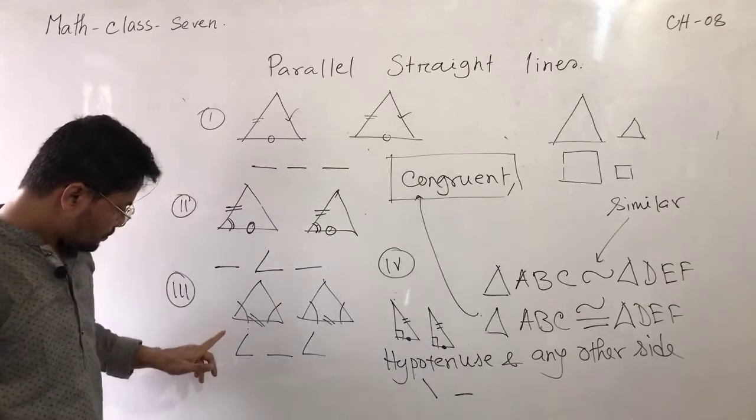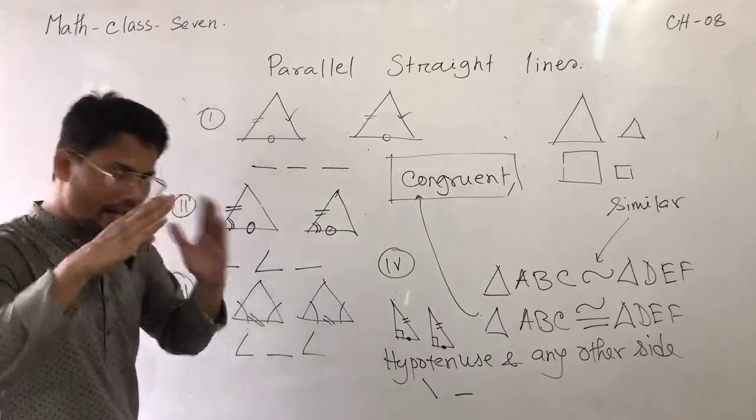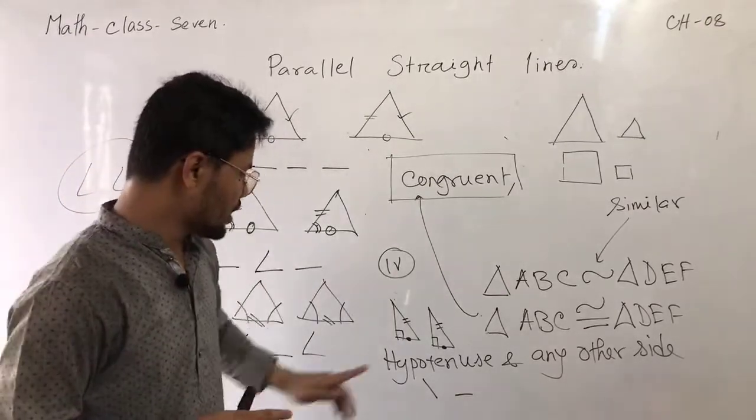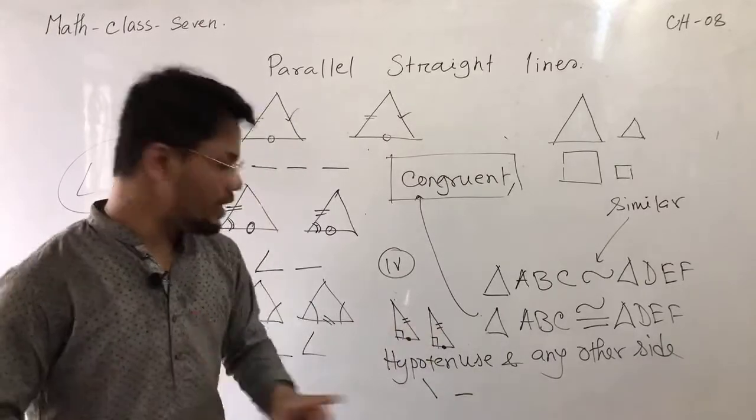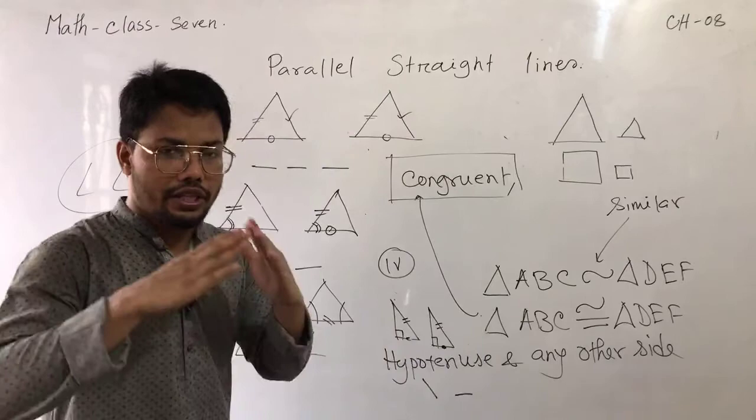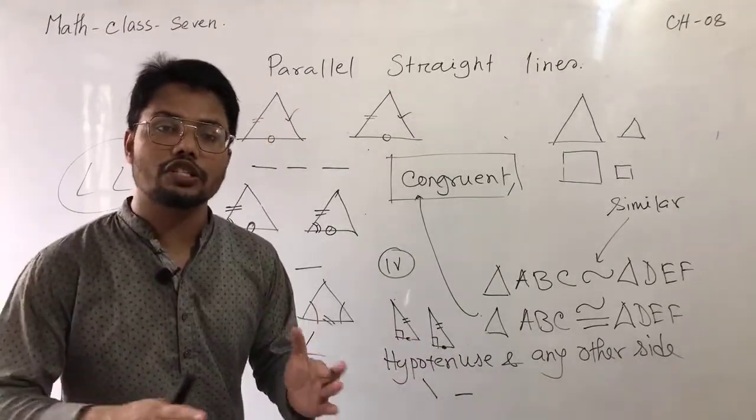When 2 angles and one side of the 2 triangles are equal, along with the angle and the side, then the 2 triangles will be congruent. In a right angle triangle, when the hypotenuse and any other side, it may be the opposite side or adjacent side, are equal, then the 2 right angle triangles will also be congruent.